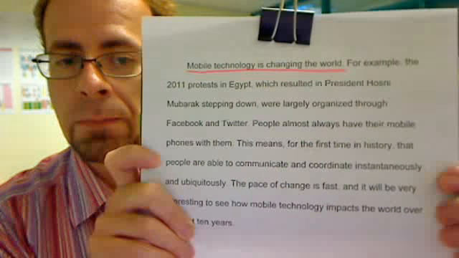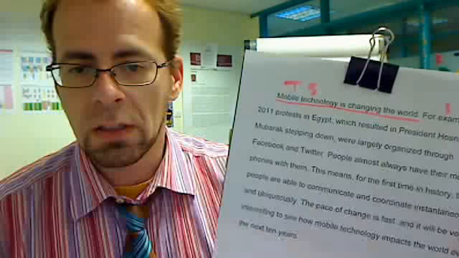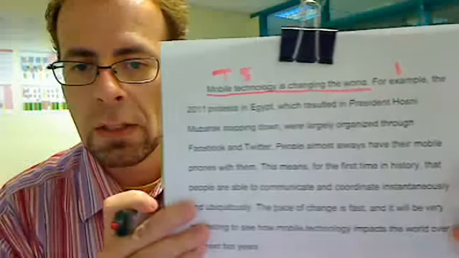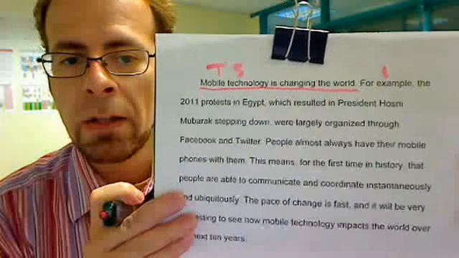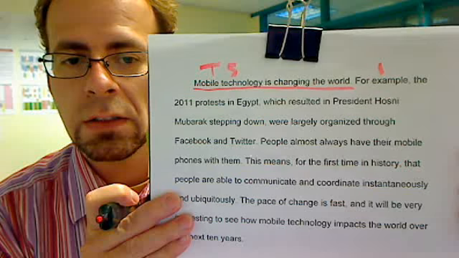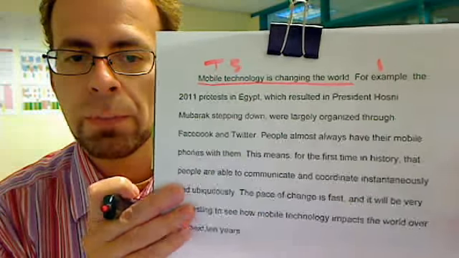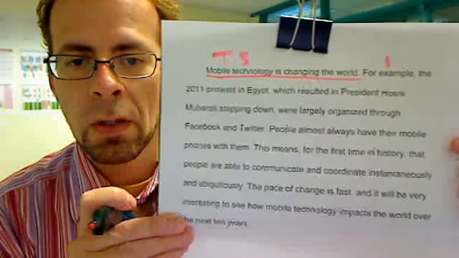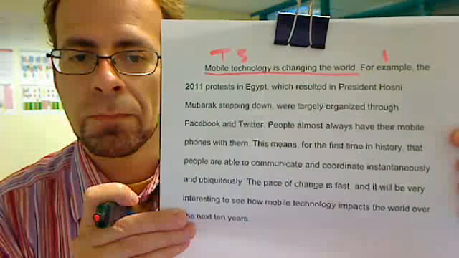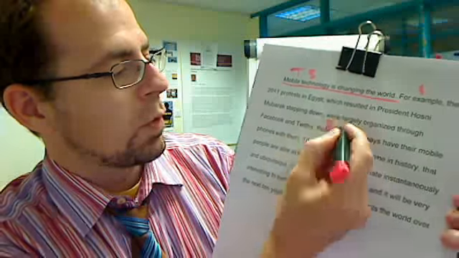I should put TS, topic sentence. Now I have supporting detail number 1. It's an example. For example, the 2011 protests in Egypt, which resulted in President Hosni Mubarak stepping down, were largely organized through Facebook and Twitter. Okay, there's an example. And then I go to number 2, supporting detail number 2.